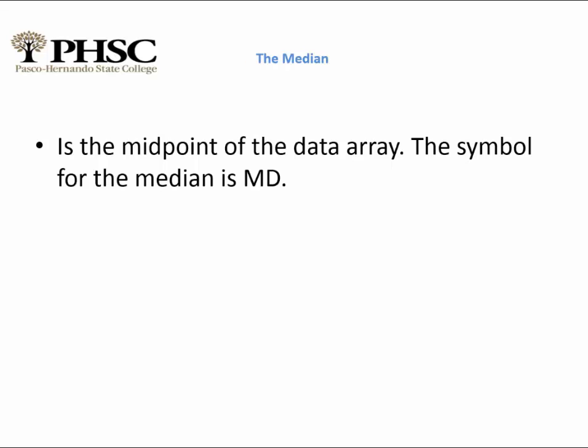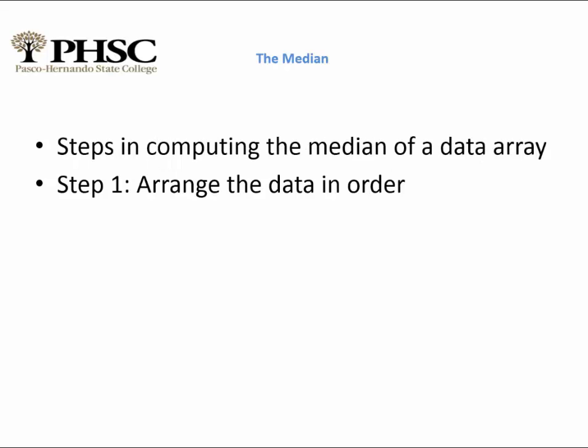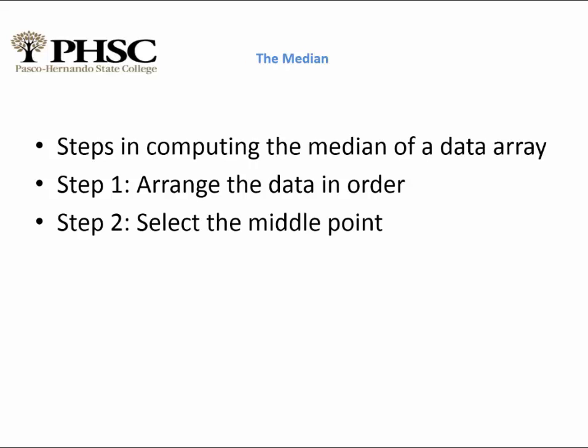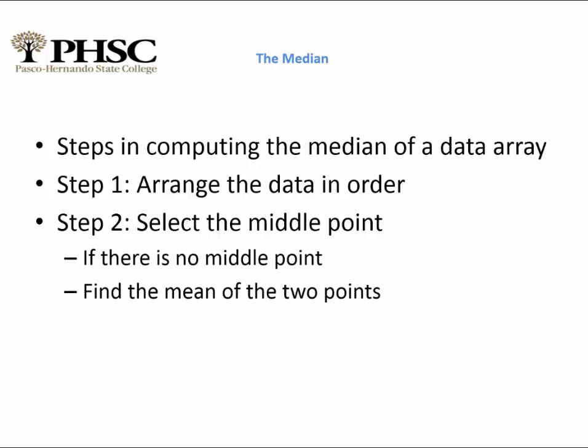The next thing we're going to talk about is the median. The median is simply the midpoint of the data set, and the symbol is capital MD. So how do we find the median? The first thing is that you arrange the data in order, either ascending or descending, doesn't matter. Then you select the middle point. Now, if there's no middle point, you can find the mean of the two middle points. So if you have an odd number of data points, you'll have a middle point. If you have an even number of data points, you will not have a middle data point.